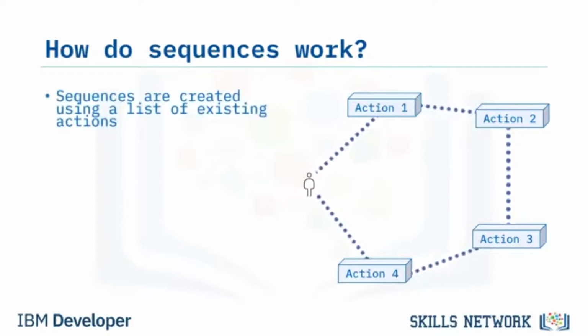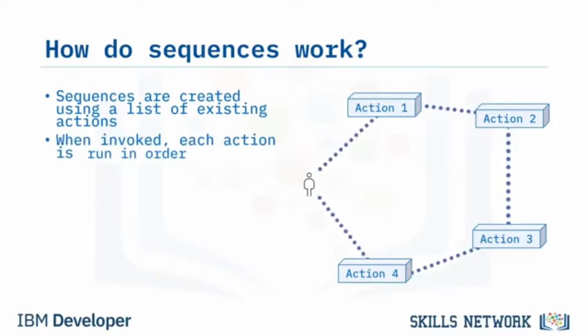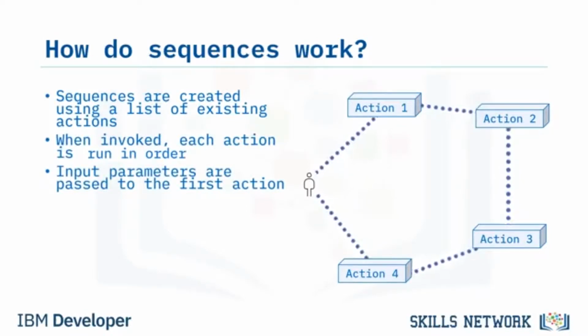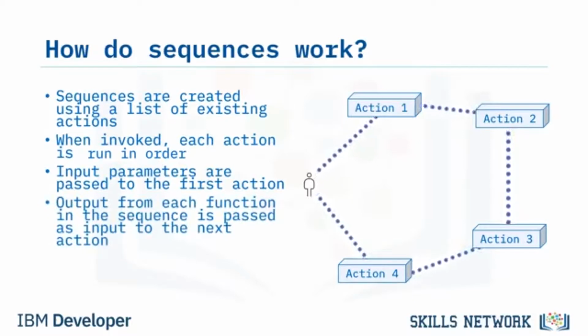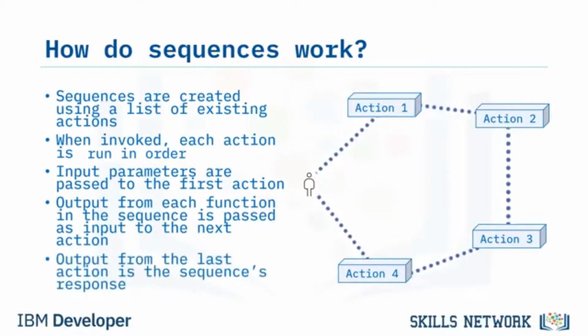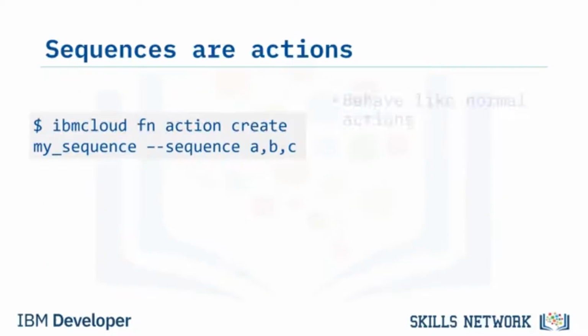Sequence actions are created using a list of existing actions. When the sequence action is invoked, each action is executed in order of the action parameter list. Input parameters are passed to the first action in the sequence. Output from a function in the sequence is passed as the input to the next function, and so on. The output from the last action in the sequence is returned as the response result. Sequences behave like normal actions. You can create, invoke, and manage them as actions.